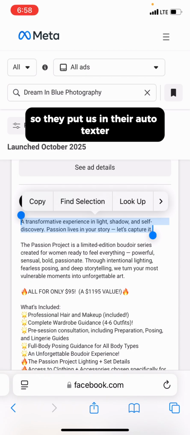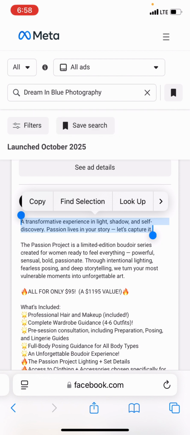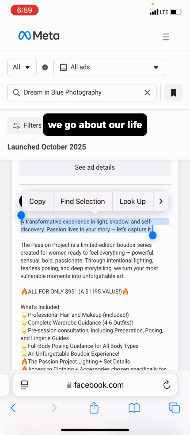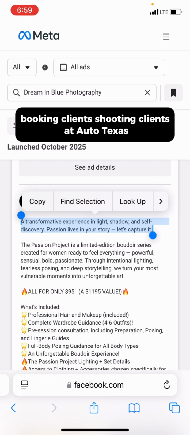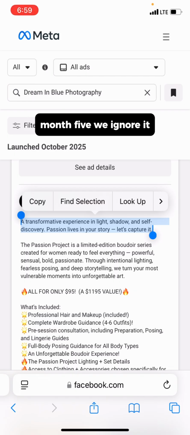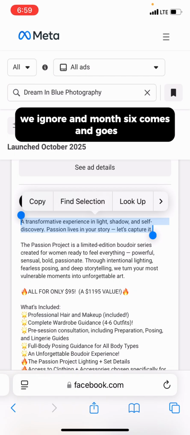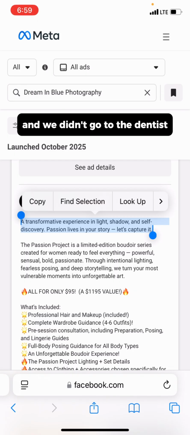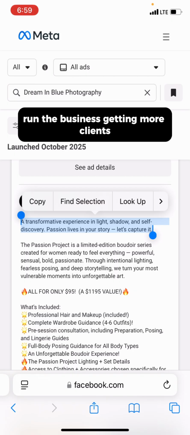So they put us in their auto texter, auto responder. We go about our life, growing the business, booking clients, shooting clients. It auto texts us month 3, we ignore it. And it auto texts us month 4, month 5, we ignore it. And month 6 comes and goes, and we didn't go to the dentist. We didn't put it on the calendar. We didn't go. And why is that? Well, we're busy running the business, growing the business, getting more clients.